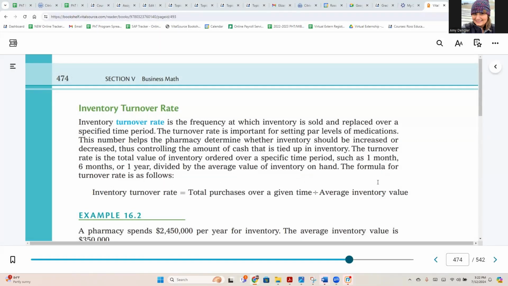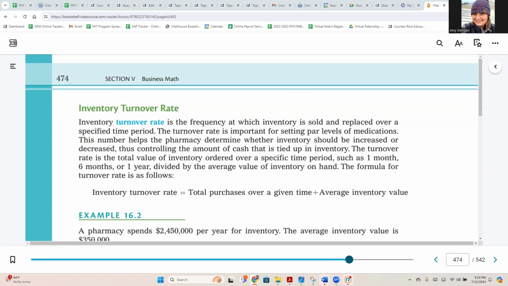Inventory turnover rate is the frequency at which inventory is sold and replaced over a specified time period. The turnover rate is important for setting par levels of medication. This number helps the pharmacy determine whether inventory should be increased or decreased, thus controlling the amount of cash that is tied up in inventory.